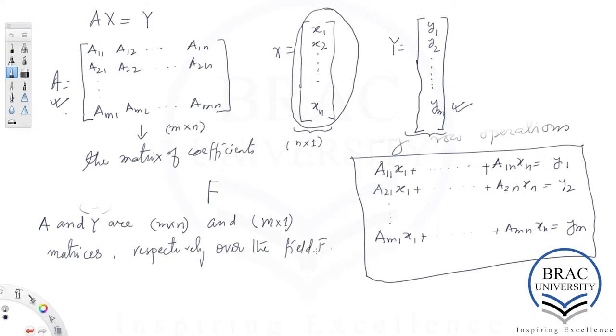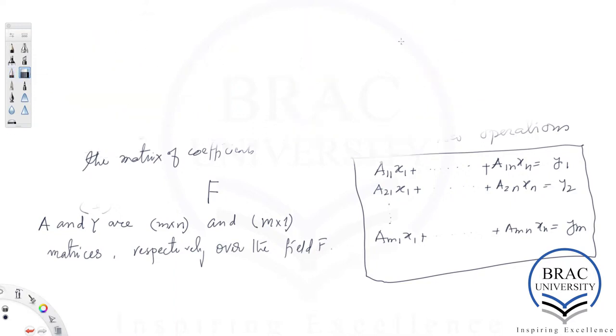Okay, so now we give the formal definition of elementary row operation. Now that we know how to write down a system of linear equations as a matrix equation, we define elementary row operations.